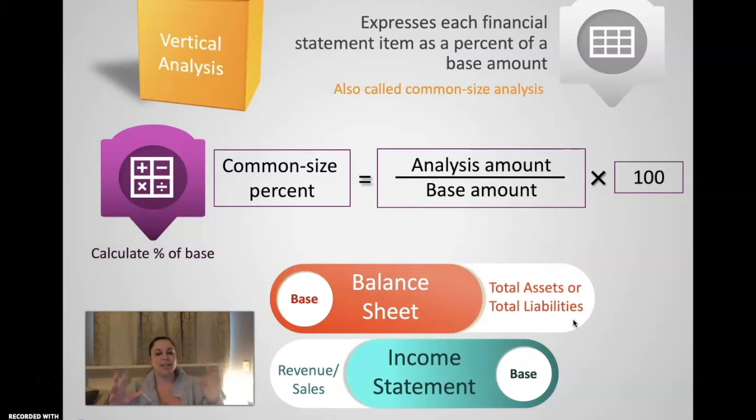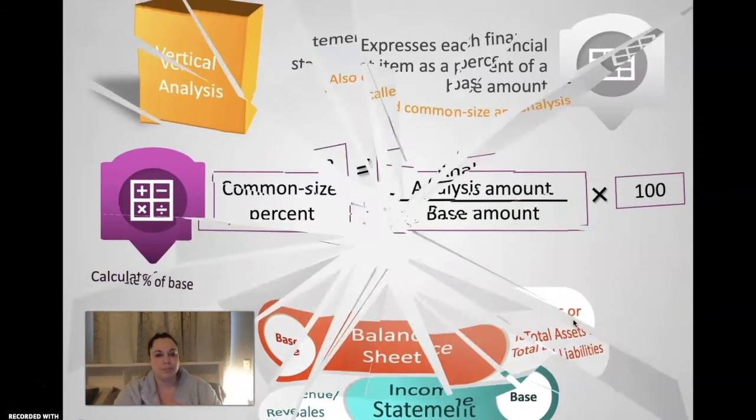How much of my assets are cash? How much are investments? How much is my land and my buildings and my PP&E? When looking at an income statement, we're going to be looking at your total sales, and where did that all go? Which expenses were the highest? How much did I get to keep as my net income based on what my total sales are? So this is a really good indicator as well of how a company is doing.